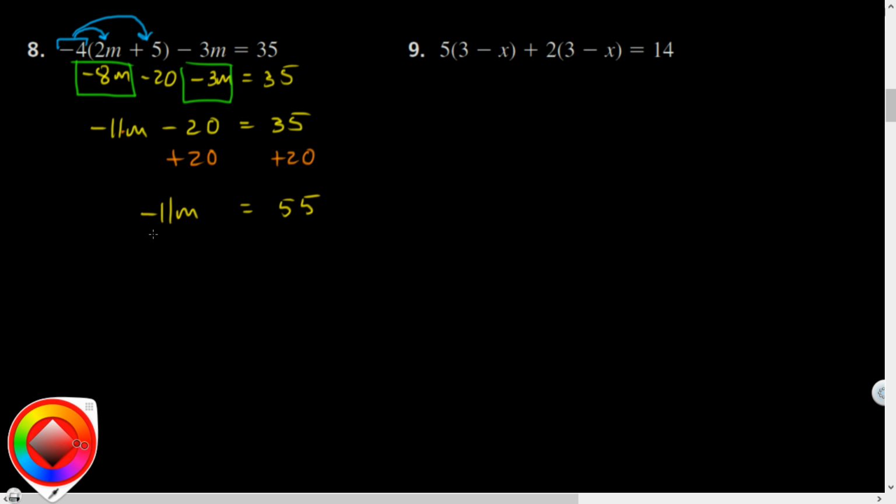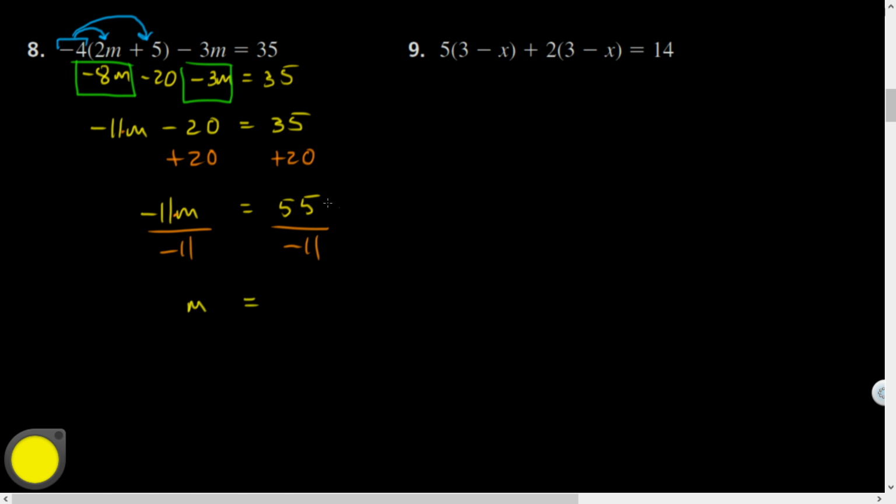Let's see, what's wrong with this? Yeah, m is not being subtracted by 11. M is being multiplied, so the inverse would be to divide by negative 11, right? So I'm going to get m equals, you could reach for your calculator for this, but you would all know, of course, that it's going to be negative because there's only one minus sign. And then, yeah, 55 divided by 11 is 5.